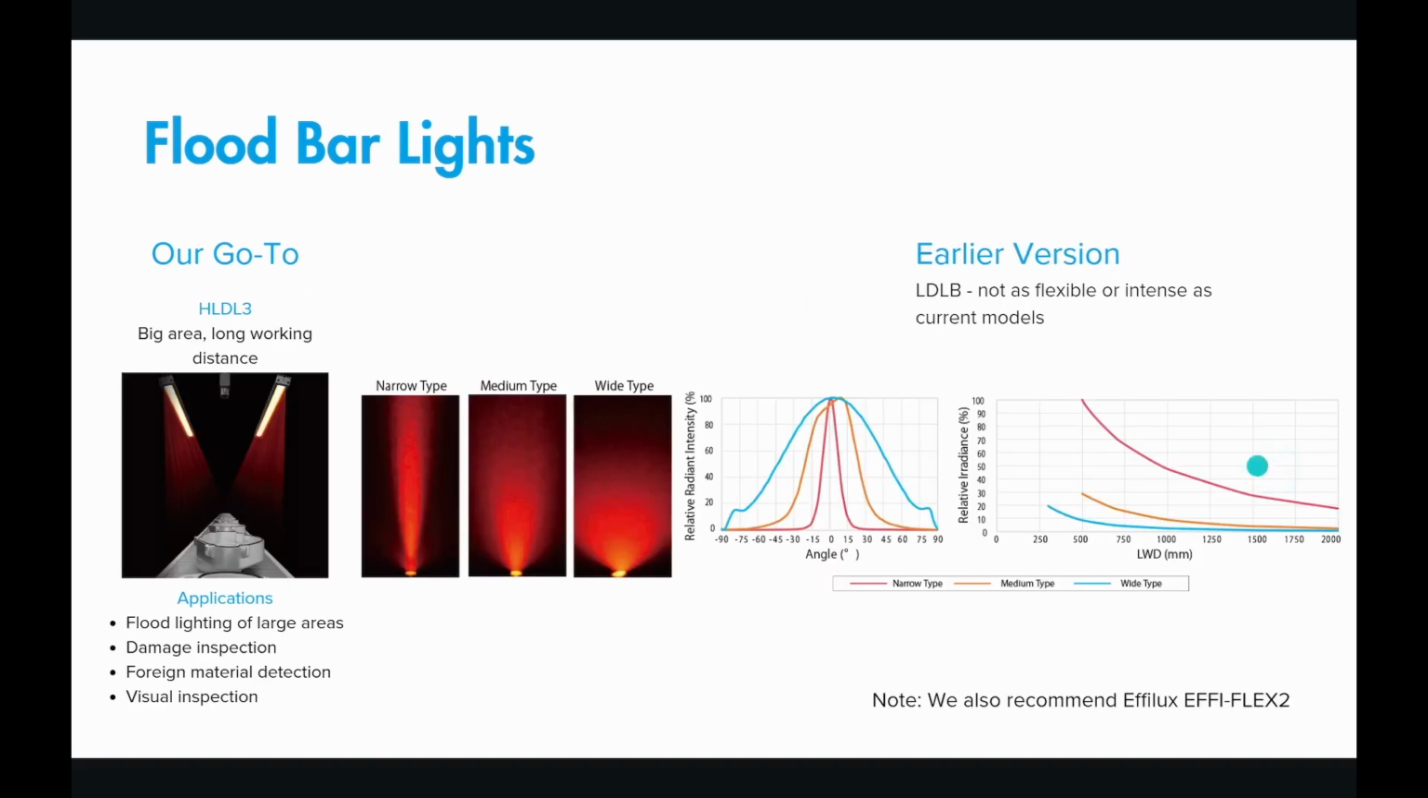And then for flood bar lights, again, our go-to is HLDL3 and the FE Flex 2 from FElux. This is going to be the same vibe as the flood ring lights, where they both are great products. They both work in similar ways to each other. FE Flex 2 is a little bit more of a cost-effective solution, so we tend to recommend that one more often, but they both have a time and place, and if you're not sure which one to choose, feel free to give us a call and we can add our input based on our experience, but they both work very similar to each other.